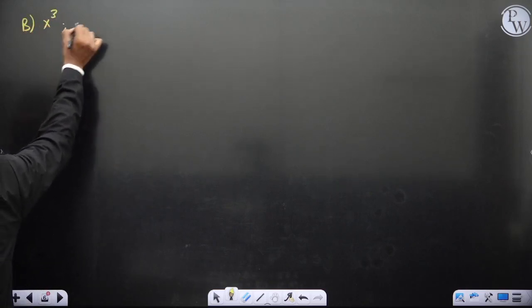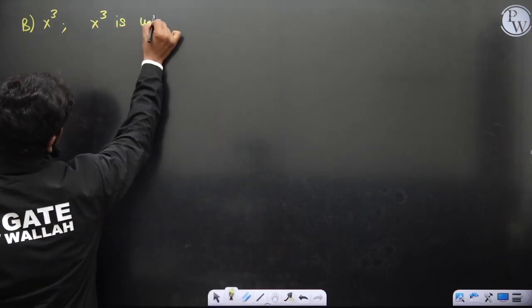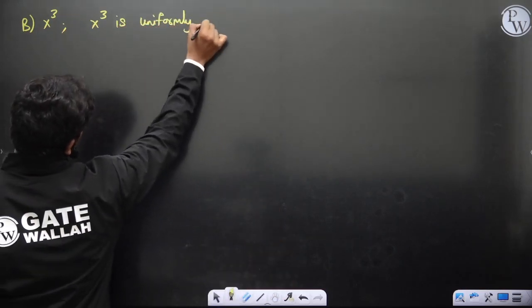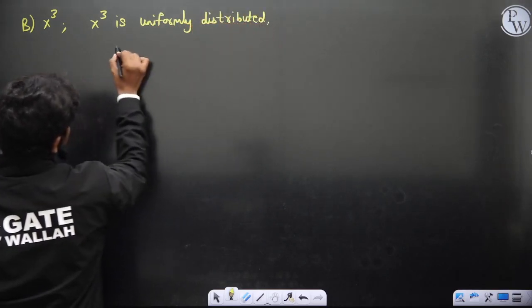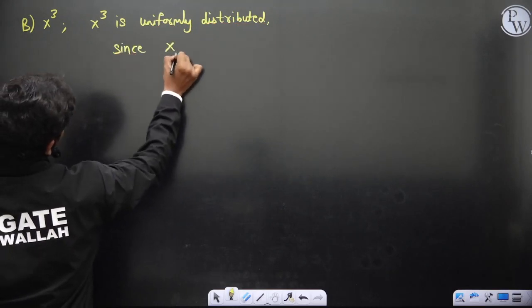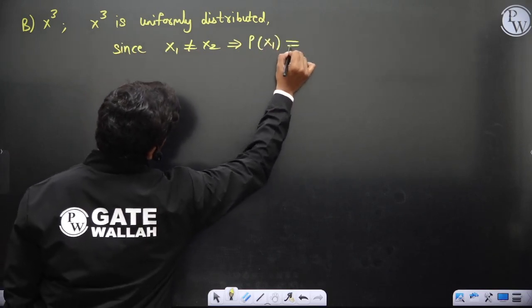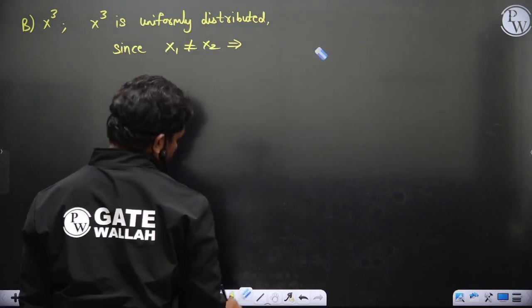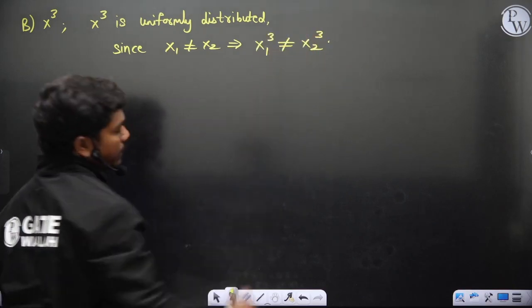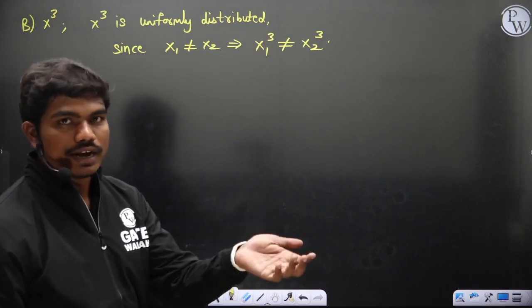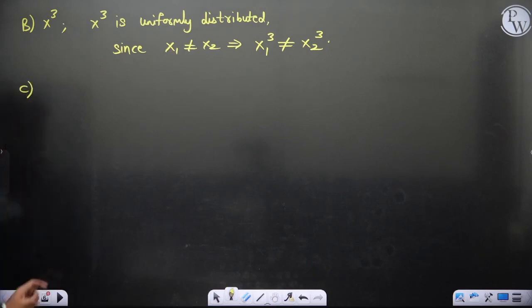X cube. Is x cube uniformly distributed? Of course, x cube is uniformly distributed, clearly, since x1 not equal to x2 implies x1 cube not equal to x2 cube. So whenever you take each value of x, that generates a different unique value of x cube, of course. So this is clearly the case. C. What about the C?